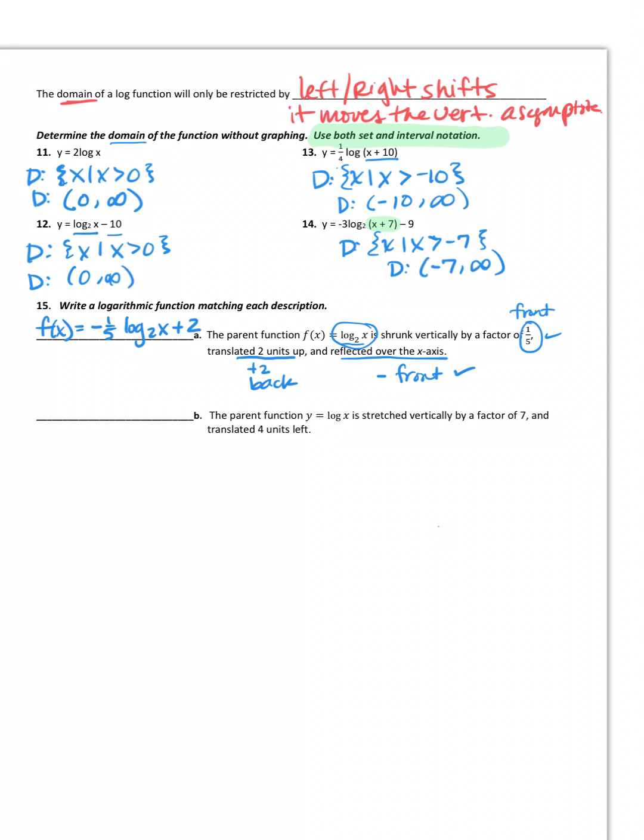The parent function is a common log of x, so remember it's base 10, stretched vertically by a factor of 7, so that's going to go in the front, and then 4 units left, so that's going to be x minus 4. I need to put that in parentheses, okay? So then f of x equals 7 log base 10, and now my x has to be in parentheses. Oops, not 7, it's 4. x minus 4.